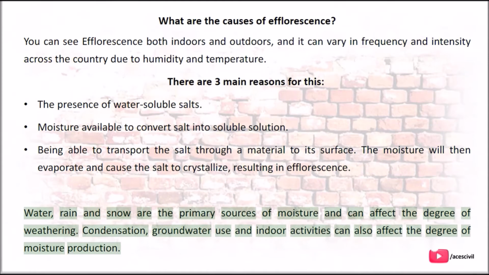Water, rain, and snow are the primary sources of moisture and can affect the degree of efflorescence. Condensation, groundwater use, and indoor activities can also affect the degree of moisture production.